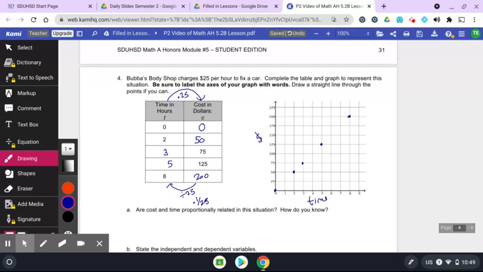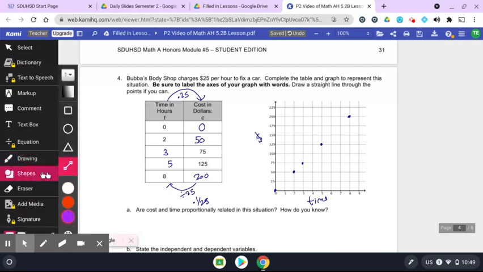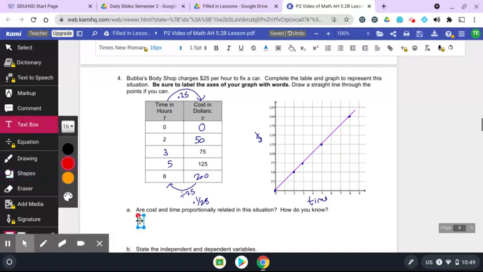Okay, I'm assuming that you can be charged for half of an hour. I don't know how his system works, but I'm assuming you can be. So when I take a line, I can put a line through this. So I have a line that goes to the origin, which means it's going to be proportional. So yes, they are proportional.